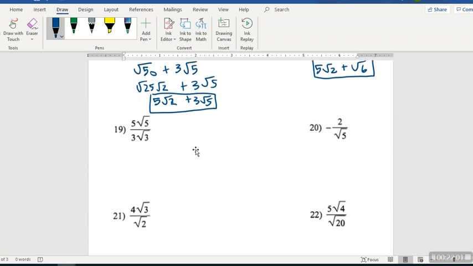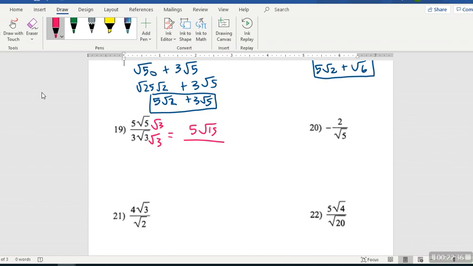All right, some division. 5 root 5 divided by 3 root 3. Can't simplify anything really. The only thing we can do is rationalize the denominator. Remember, we're not allowed to have an irrational number in the denominator. We get rid of that square root 3 in the denominator by multiplying by itself. It must multiply also in the numerator. So what do we get up top now? 5 root 15.